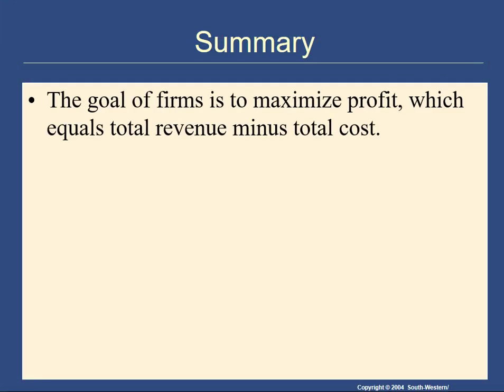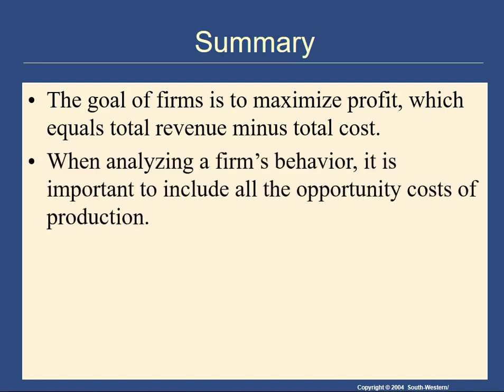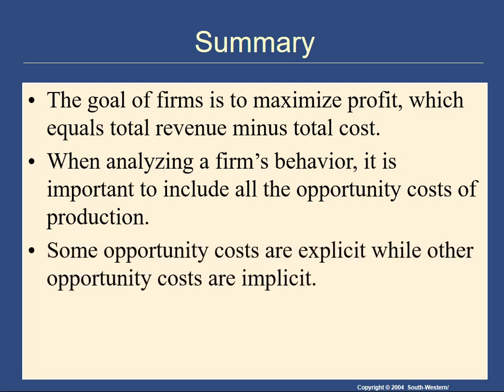Okay, so in summary, the goal of the firm is to maximize their profits, which is total revenue minus total costs. When analyzing the firm's behavior, we're going to focus in on this cost question. First, we want to know how they are going to minimize their costs. Costs include all of those opportunity costs of production, both the implicit and the explicit costs, as we mentioned before. Some opportunity costs are explicit while others are implicit. The implicit ones are the ones that we don't have a receipt for, like the cost of the owner's time, the person that owns the company, or the cost of idle equipment.